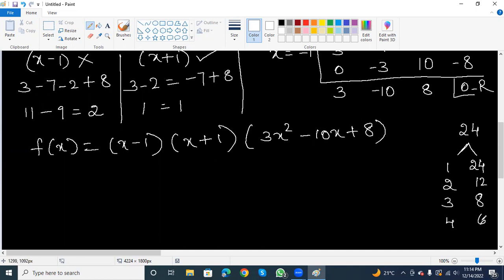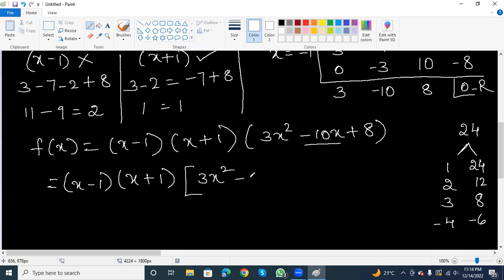But the sign of the product will get changed. So let's check one more. 6 plus 4 also gives 10. But I want minus 10. So take minus 6 minus 4. Minus 6 minus 4 gives minus 10, right? Minus into minus plus, if you multiply, 6 times 4 is 24. So these two factors suit here. So we'll take these two factors. x minus 1 as it is, x plus 1 also as it is. And now 3x square, the first term, as it is. Instead of minus 10x, we will take these two factors: minus 4x minus 6x, plus 8 the last term.